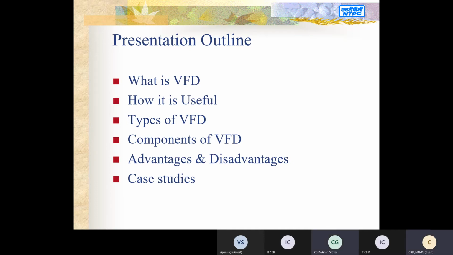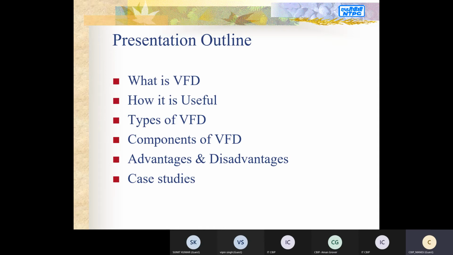There are other methods like the 3-point method, 4-point method. You can change the resistance or you can change the number of poles. Different methods, but there are some advantages of VFD that we will see.